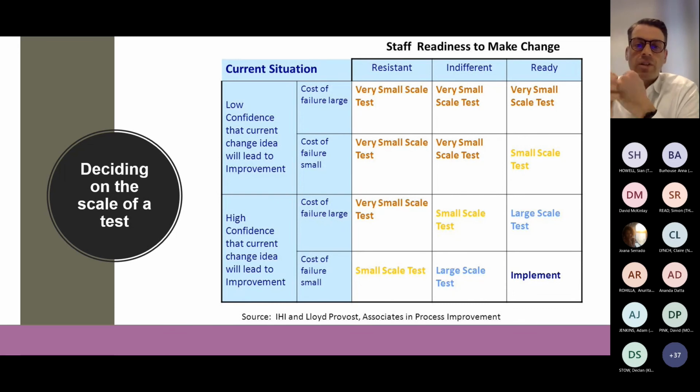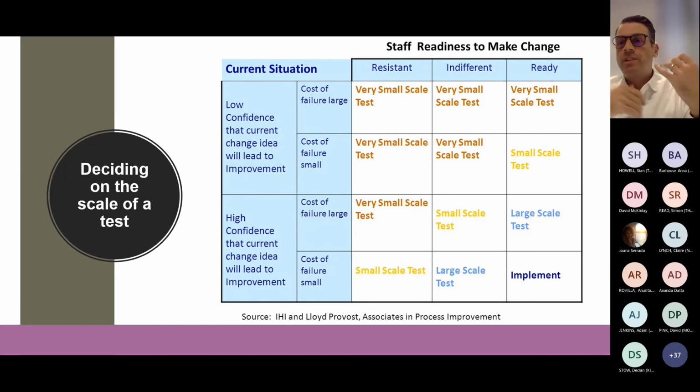So if you've got a high degree of belief that the thing you want to test, that you've got a hypothesis about, is going to improve things, the cost of failure is really small and everyone's really bought into it, you're probably pretty much ready to implement a change in your system. If you're not really sure about what's going to happen if you test this change out, things might go quite wrong for you or the team if it goes wrong, and everyone's a bit ambivalent, I would suggest that you really need to be going for a very, very small scale test of change.